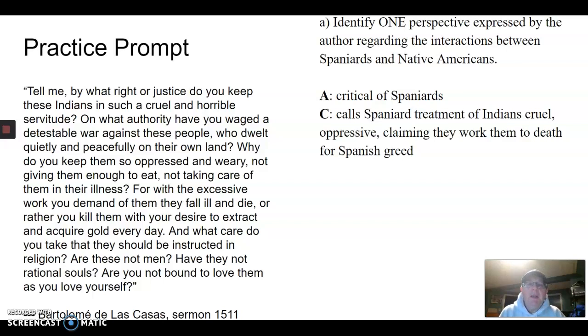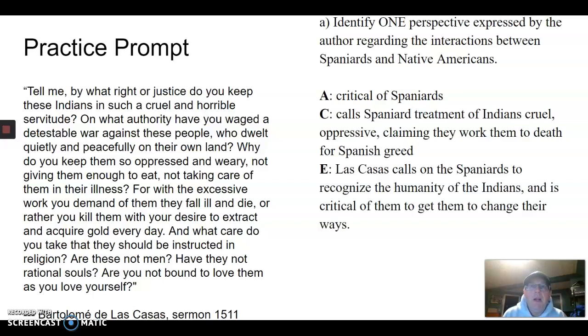And I would extend on that by, what he really wants is them to stop. He wants people to change their ways. And that last line about, are they not men? He wants the Spaniards not to just stop, but recognize that the Indians are people too.